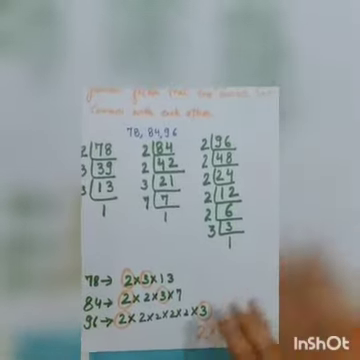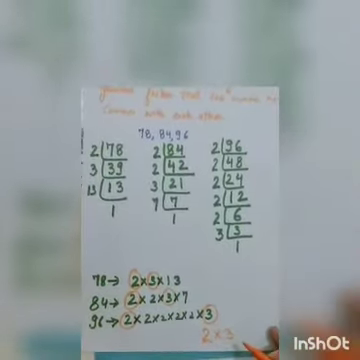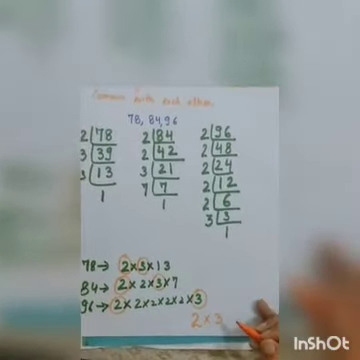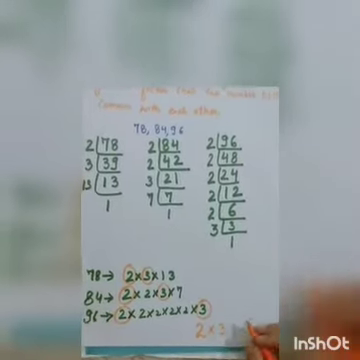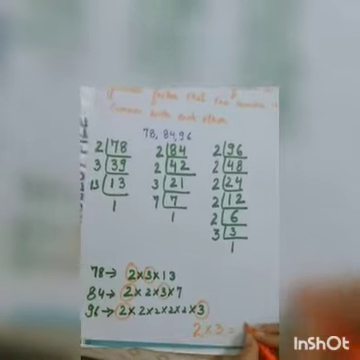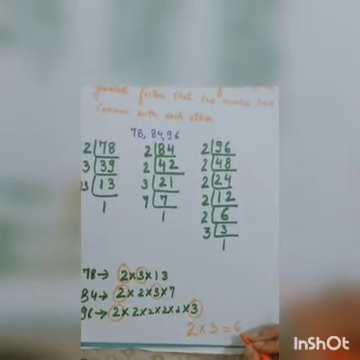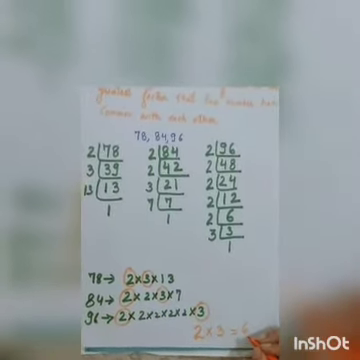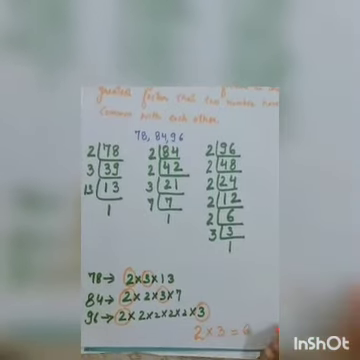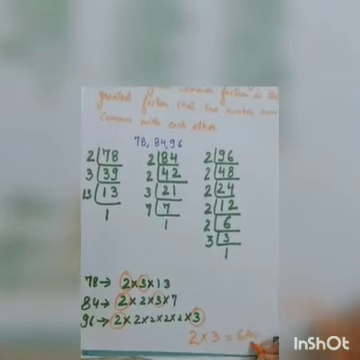So I get 2 and 3. So HCF is 2 multiply 3, which is 6. So the HCF of these numbers is 6. So you can very easily use the prime factorization method. This is the answer: 6.